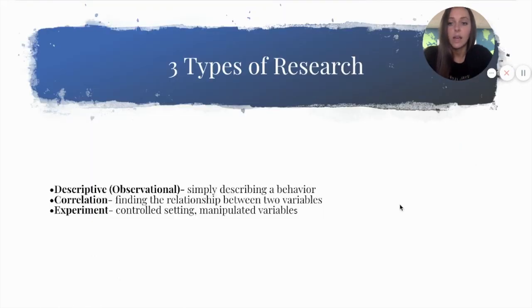We've got three different types of research. We've got descriptive research, which is a fancy way of saying observational. So basically, we are just observing and describing a behavior, or we're just watching, right? Then you have a correlation, which is what we just talked about. We can find the relationship between two different variables. And another one is experiments. This is where we have a controlled setting and we manipulate different variables. And remember, experiments are the only thing that can tell us causation.